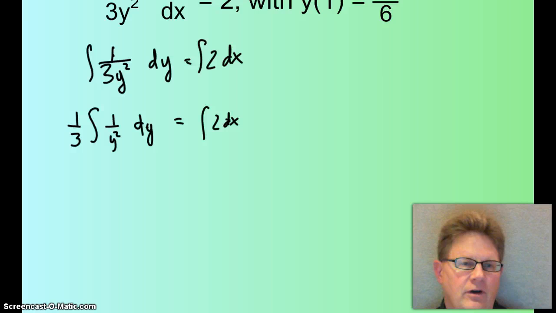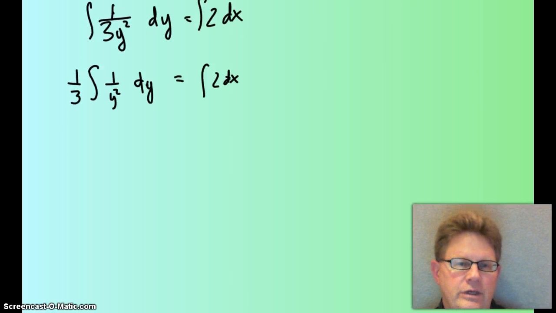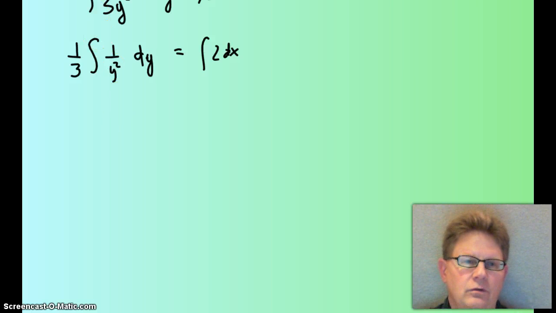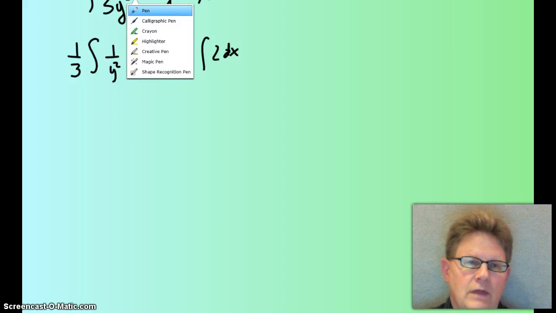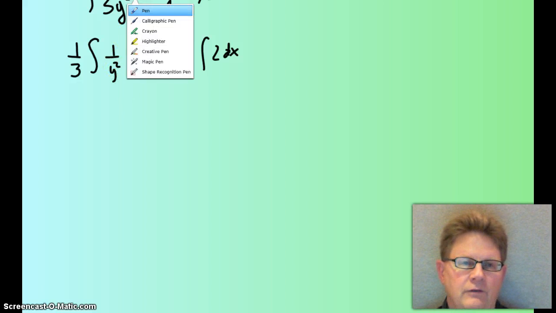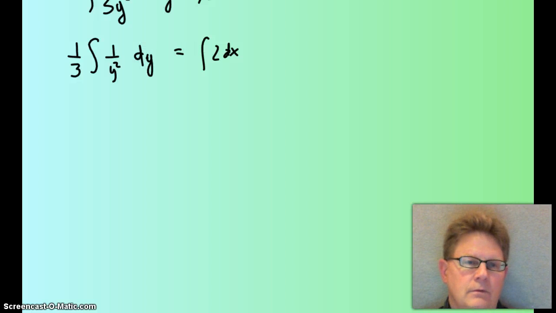Alright, so now that we have separated it, we can integrate. Here we go. This is y to the -2. So that would make this, add 1 to the exponent and multiply by the reciprocal. -1/3 y to the -1. We'll just put that y in the denominator, plus an arbitrary constant, equals 2x plus an arbitrary constant.